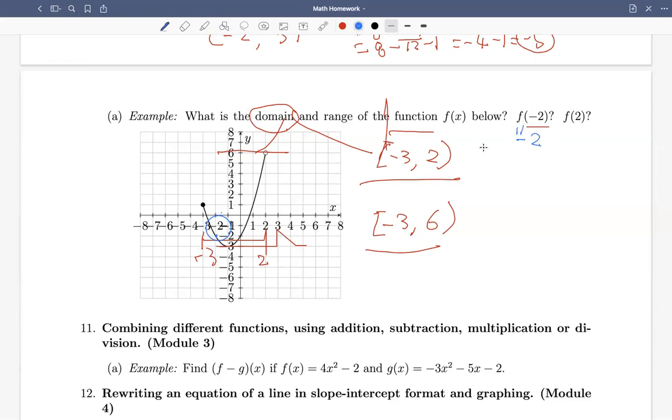And f of 2. f of 2 means I look at x value equals 2. So x equals 2 is right here. Then I go to the graph. Well, where's the graph? Oh, right here. Right? It's a 6. However, that's an empty circle. It's an empty circle. Even though it looks like a 6, because it's an empty circle, the function value does not exist. So we write does not exist. D and E does not exist because it's an open circle.